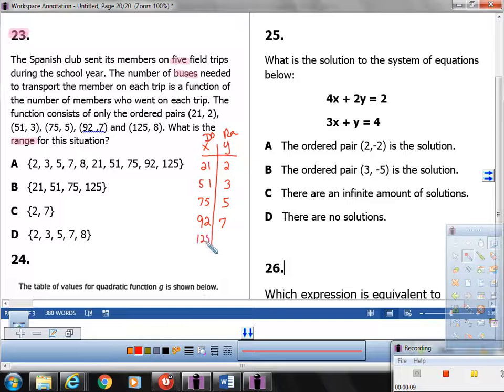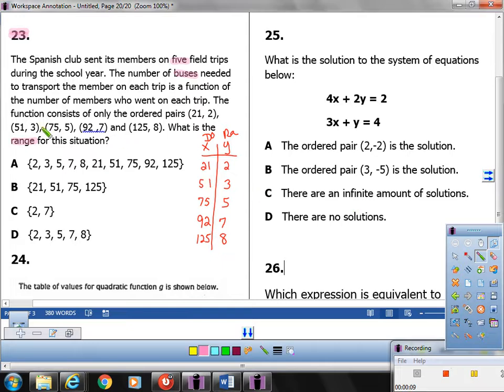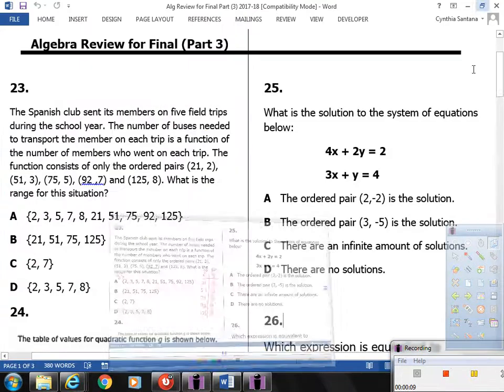So if you were to list these ordered pairs on your table, then your range, which is what they wanted, which are your y values, would be these numbers here. I'm going to go ahead and highlight them for you. So these numbers are your range. You would need to list them in order from least to greatest, so 2, 3, 5, 7, 8. Okay, they're already in order, so let's look for a good answer choice. Here we go, 2, 3, 5, 7, and 8. So the correct answer is D. Okay, so range is your y values.